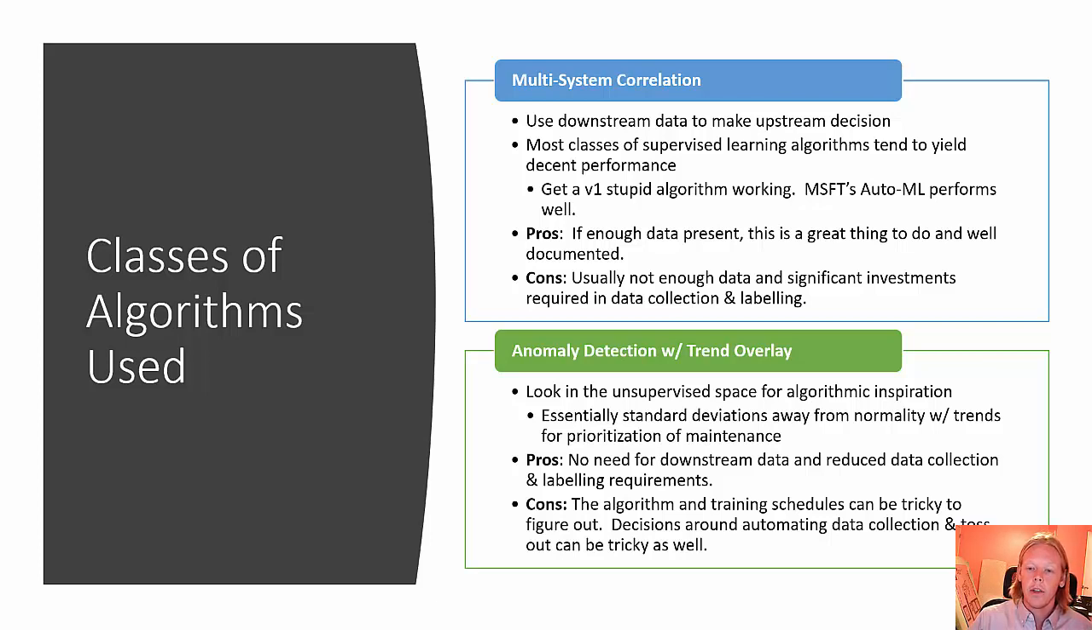The big cons are that the training schedules can be a bit tricky. Automating collection and toss out can be a little bit tricky. And then knowing which knobs to tweak. Even in the anomaly detection space, there are knobs and you need to be able to tweak those. So making sure that you know what those knobs are and how to tweak them, that can be a little bit tricky because you don't know how many different things.